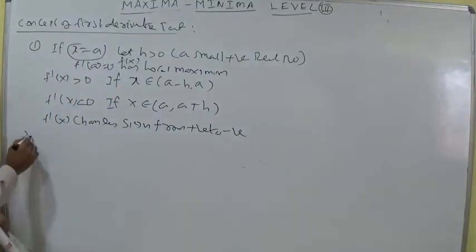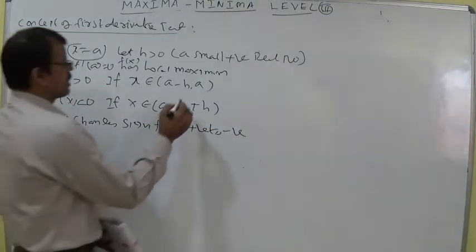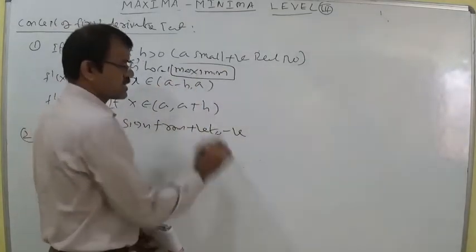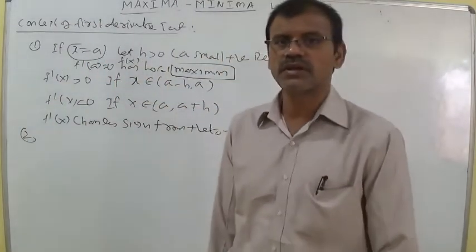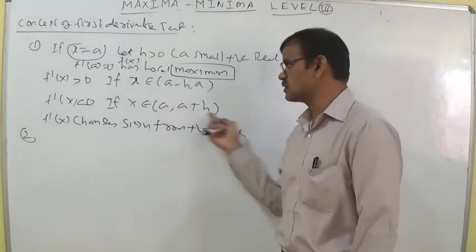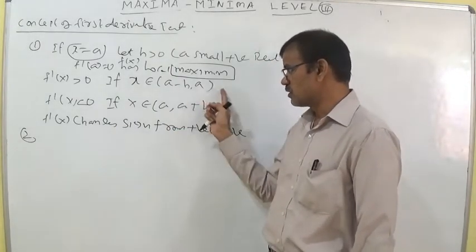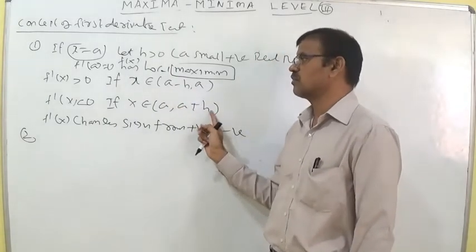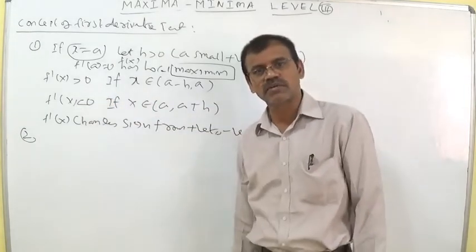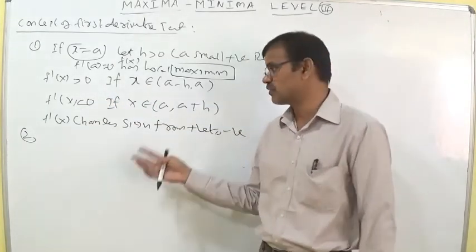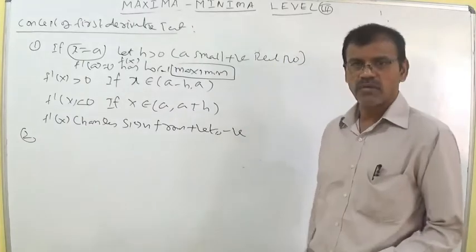Next, let us discuss the second point. Here I am discussing local maximum. Whenever the derivative f dash x changes sign from positive to negative, from the left neighborhood to the right neighborhood, it is a local maximum.